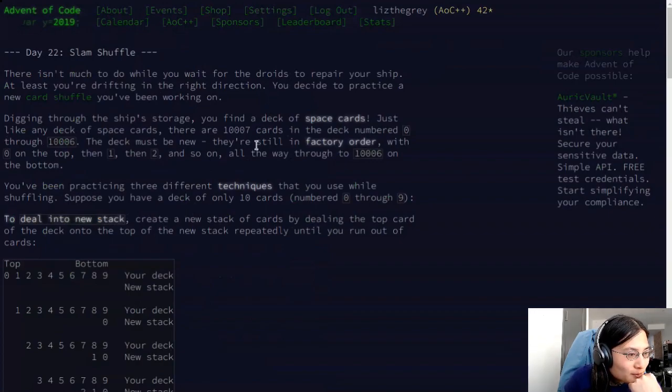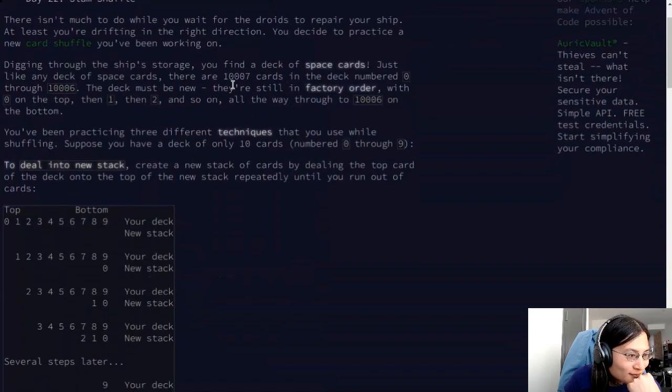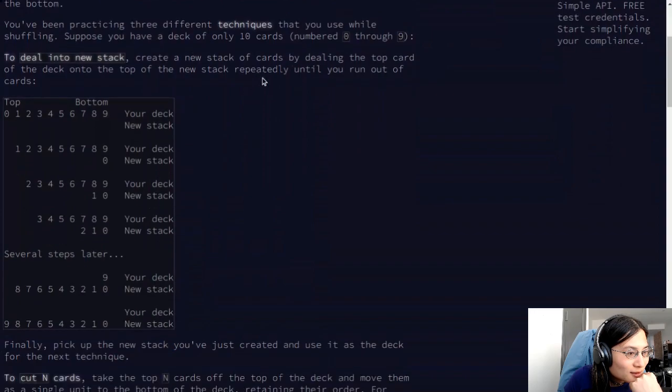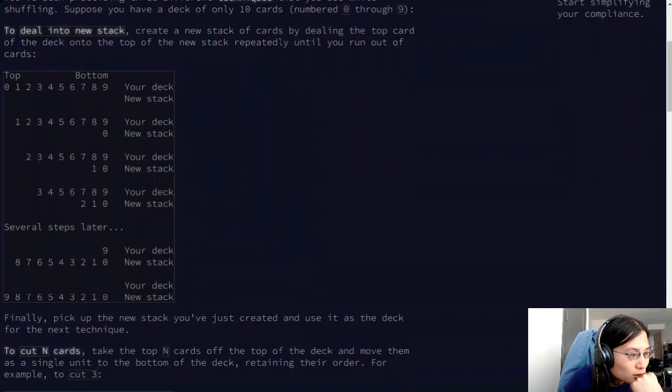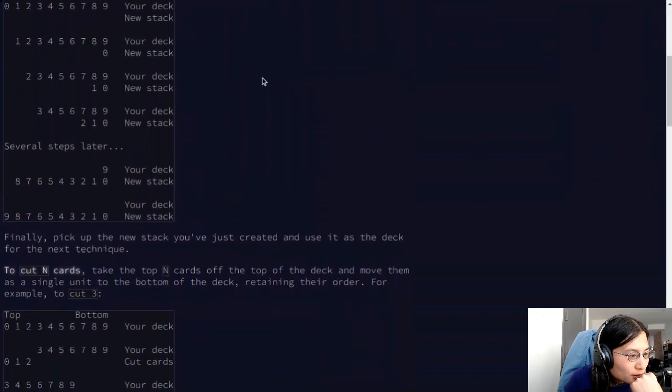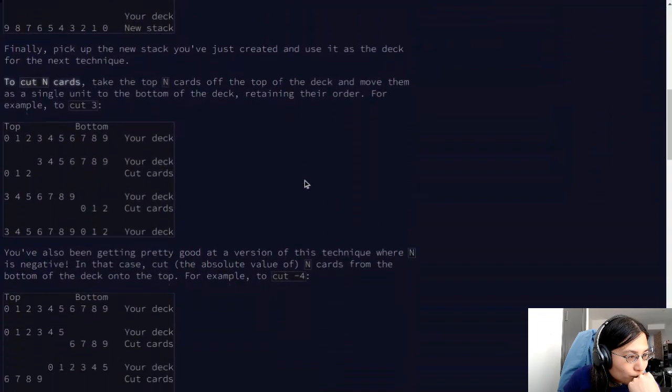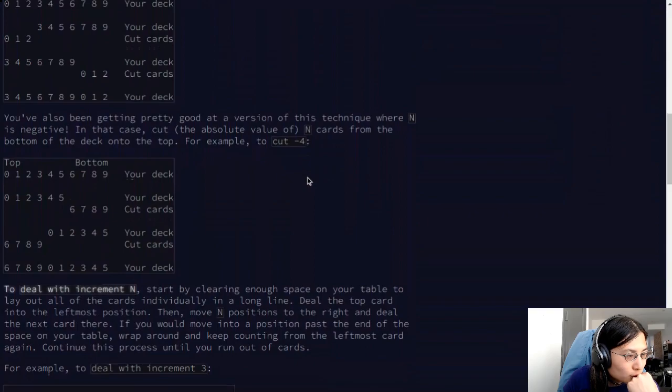Card shuffle. 10,007 cards. Okay. So that reverses the deck. Okay. To cut N cards, it rearranges the order. To cut -4.